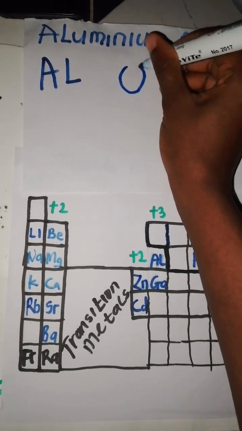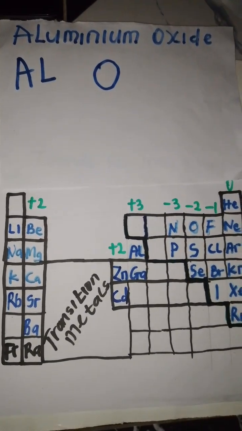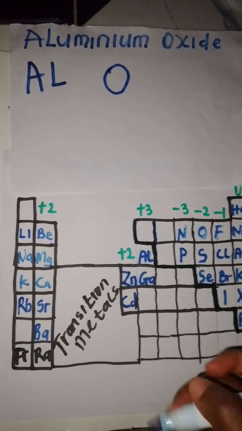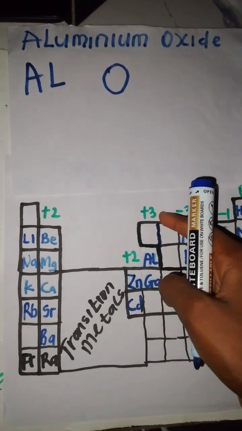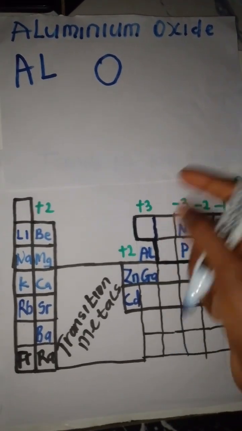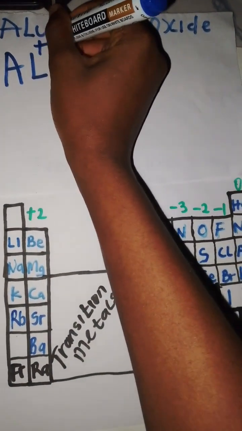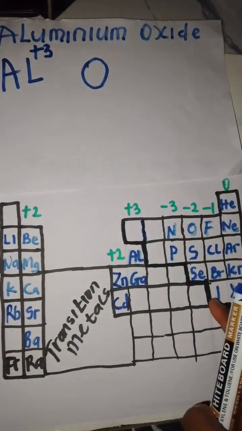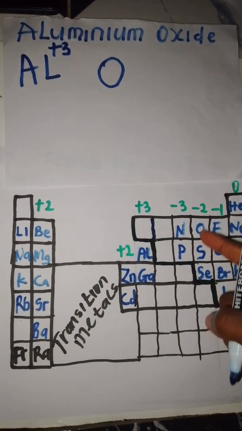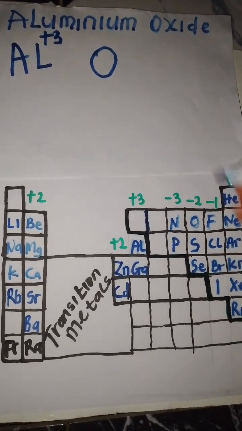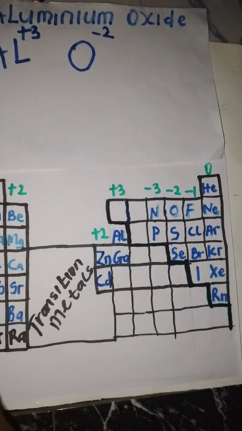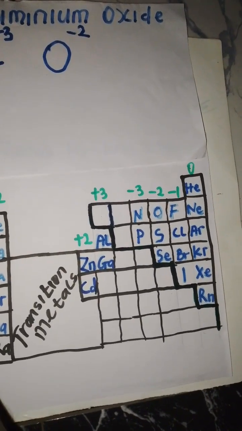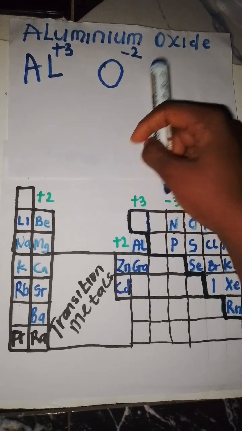Write it. The second step says write the ionic charge. Our aluminium falls under the +3, so we write our charge +3. Then our oxygen falls under the -2. Mind you, the positive ion comes before the negative ion.